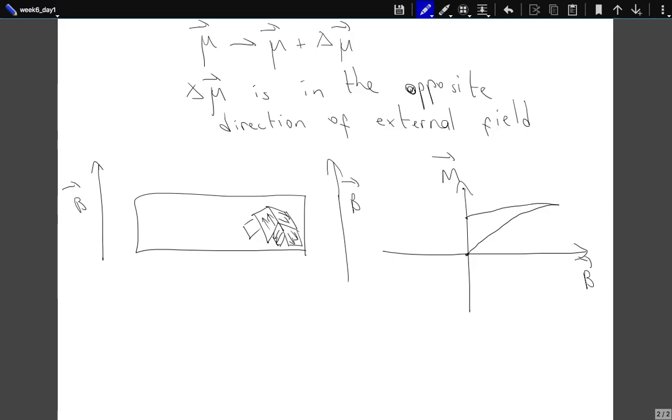To reduce this magnetization to 0, you need to apply a field in the opposite direction. And then after some point, it will be reduced to 0. And if you keep applying a larger external field in the opposite direction, again you will get a saturation in the opposite direction. And then you can start to lower the magnitude. Again, it doesn't go to 0, and this will be basically the plot. This is called the hysteresis curve of a ferromagnet.